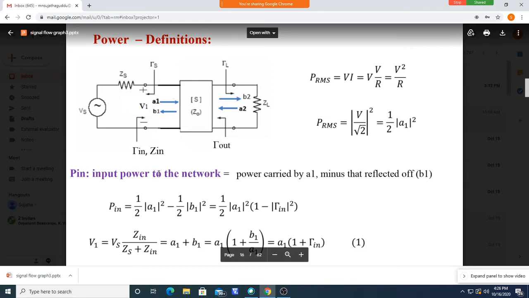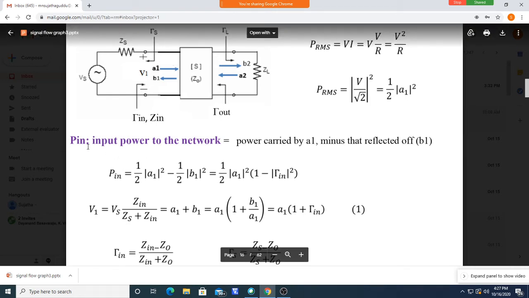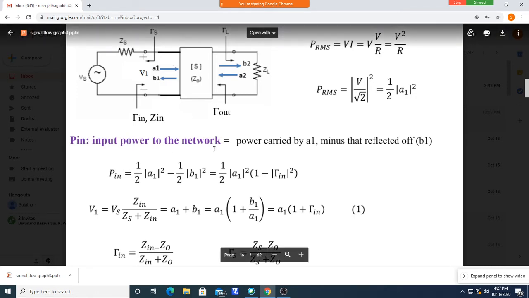In the power, there are four types of powers we are defining in case of RF and microwave. That is PIN. PIN is the input power to the network. Input power to the network means this is the network here. What is the power input to the network? Actually, power input to this network.